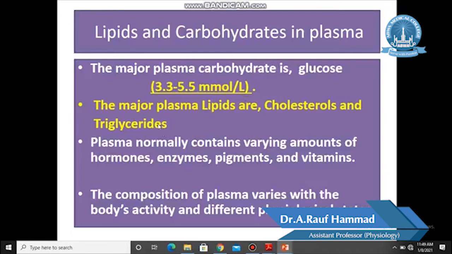And plasma normally contains varying amounts of hormones, enzymes, pigments, vitamins, and the composition of plasma varies with the body's activity and different physiological states. The composition of plasma varies with the body's activity.